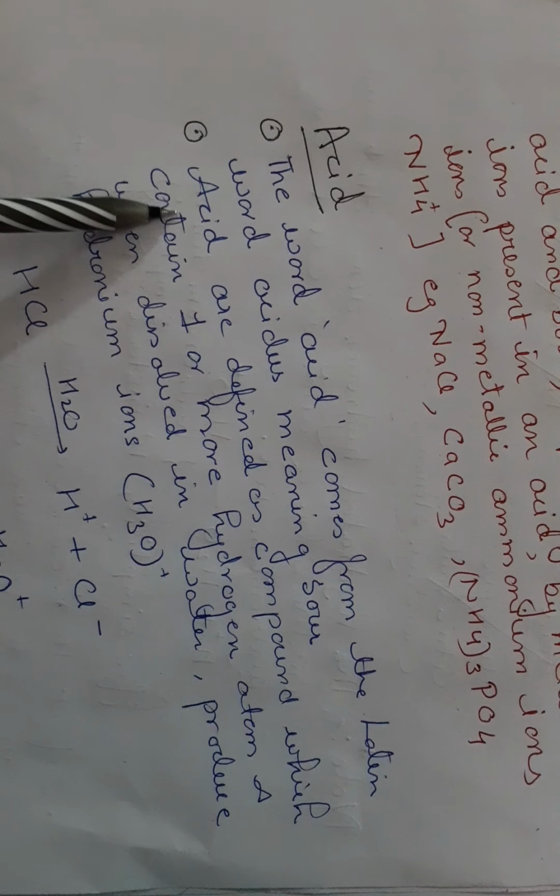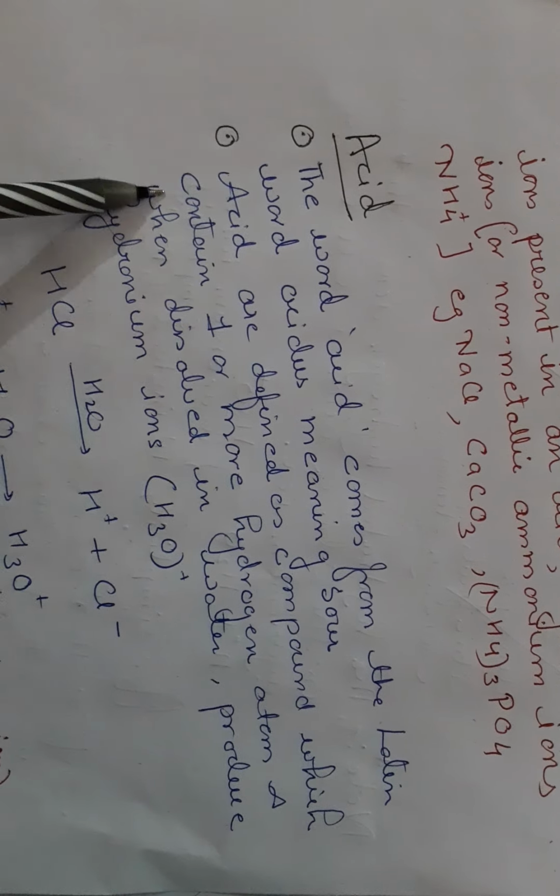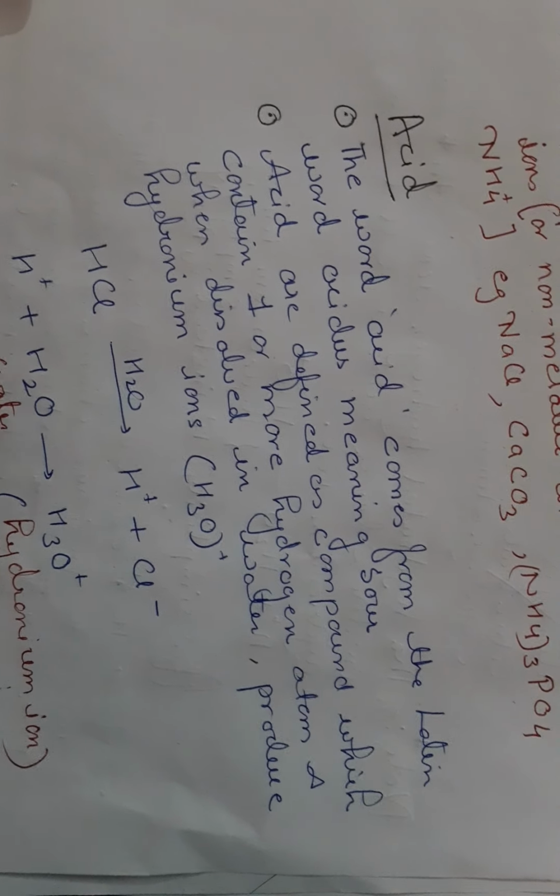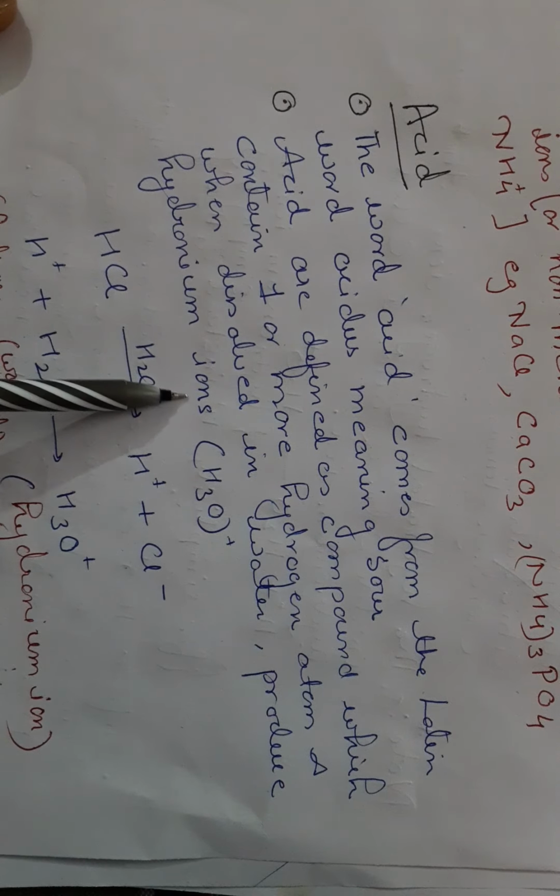Now acid. The word acid comes from the Latin word acidus meaning sour. Acids are defined as compounds which contain one or more hydrogen atoms, as we have discussed earlier, and when dissolved in water it produces hydronium ion.